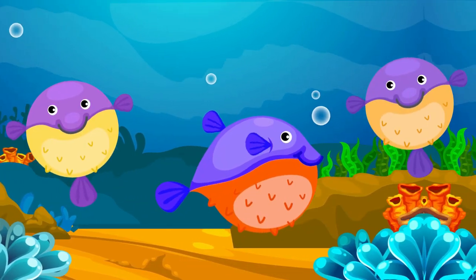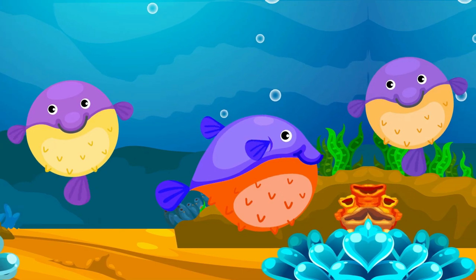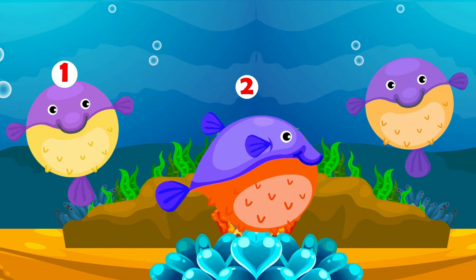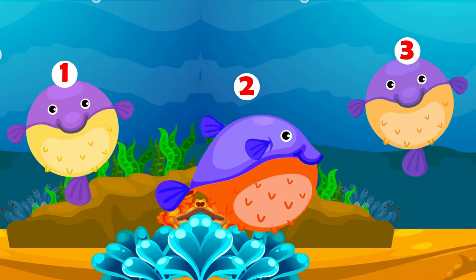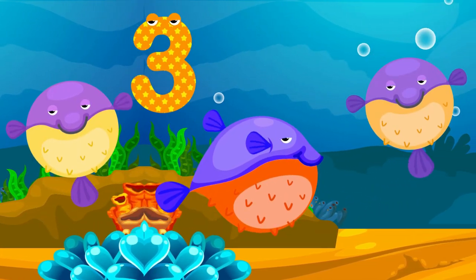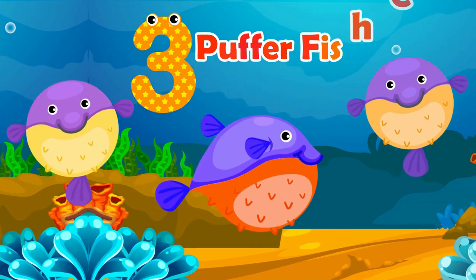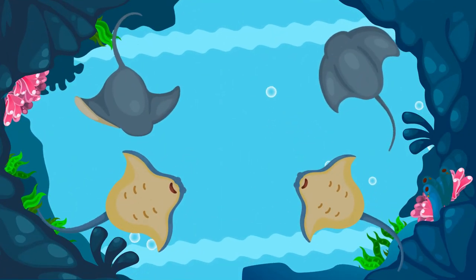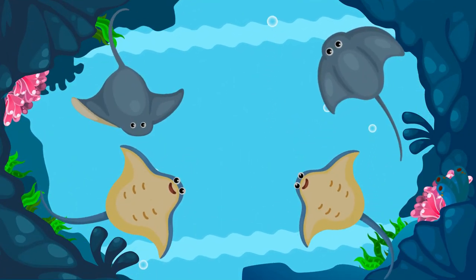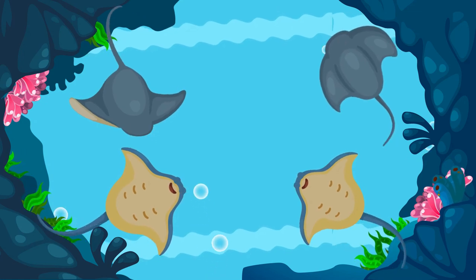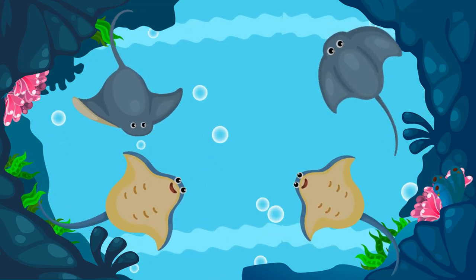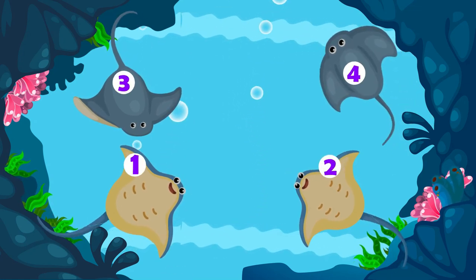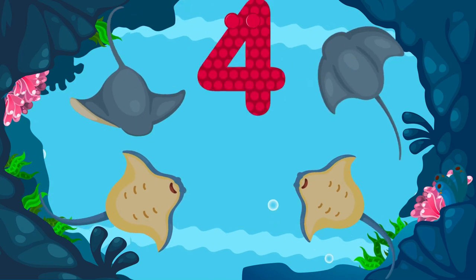Ah, these pufferfishes look like a balloon. How many pufferfishes are there? Let's count them. One, two, three. Look at these bats! No, they're not bats! They're stingrays! How many stingrays can you see? One, two, three, four! Four!